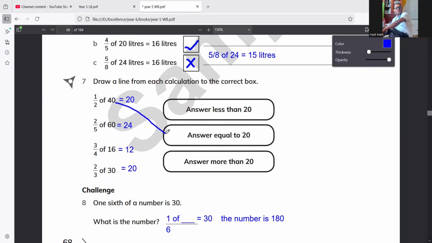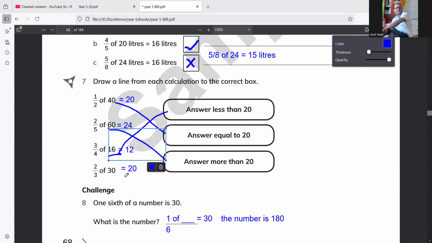We go and join it with this one. Then the one after, we say the answer is 24, which is bigger than 20. Okay, 24 is more than 20. So we go on and join this with more than 20. Then we join the other answer. After that, we say this is 3 over 4 of 16, which is 12. 12 is less than 20. We go on and join the answer less than 20.